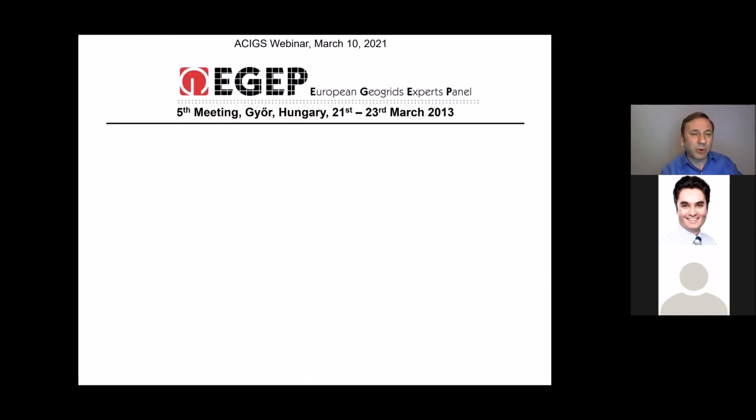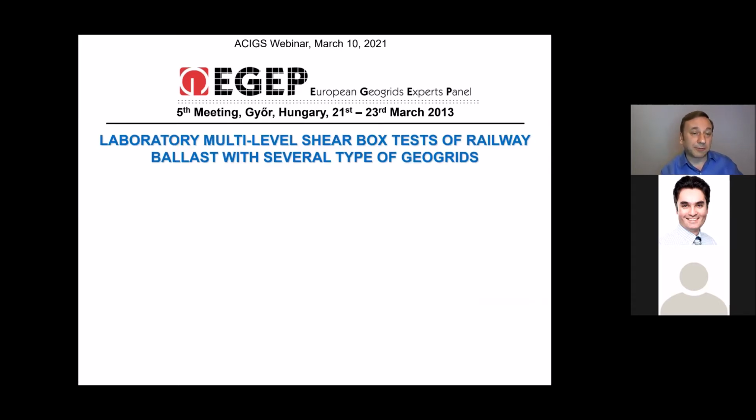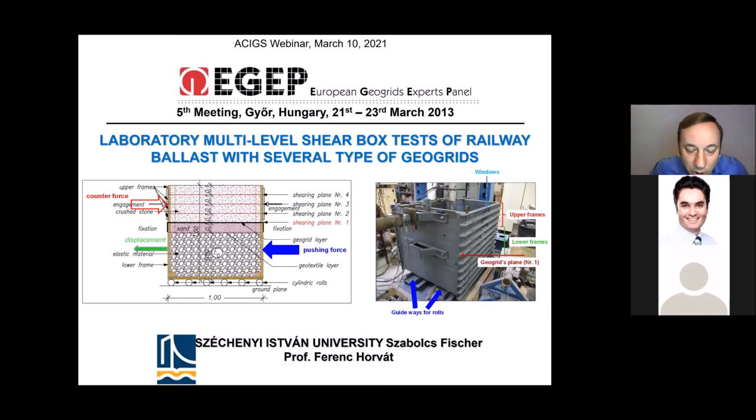Now, why does that work, and why does it really create a stiffening effect? Increasing the modulus, right? Stiffening. Very interesting work was done over in Europe, and I was actually part of this European Geogrid experts panel meeting back in 2013. Researchers, Professor Horváth in Hungary, built this multi-level shear box, which is a very interesting concept. Basically, you could adjust any location in this multi-level shear box to do the shear testing, like a simple shear box concept. But now you can change the horizontal line of the shear.